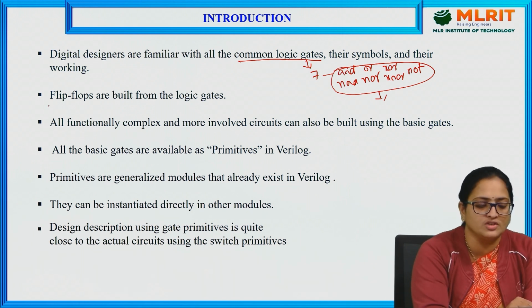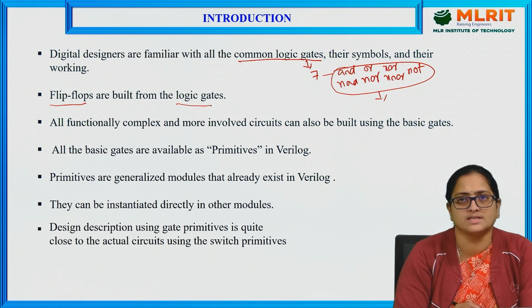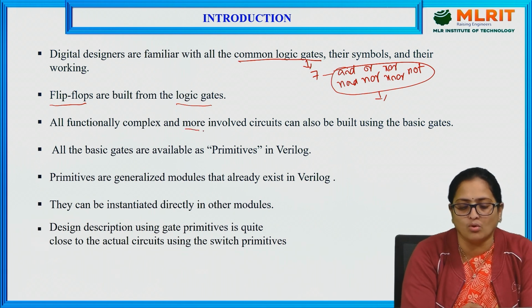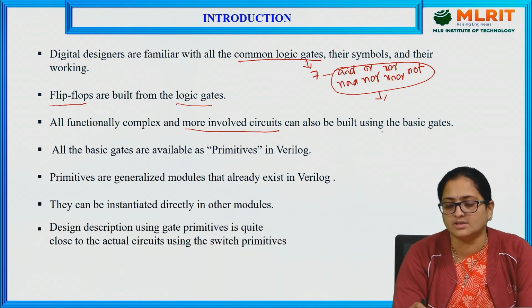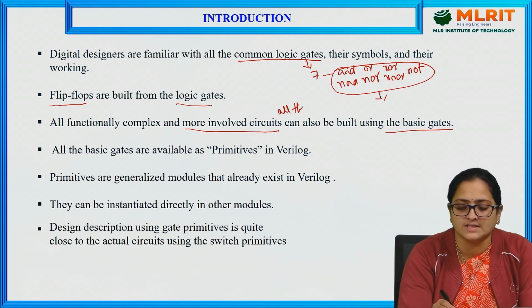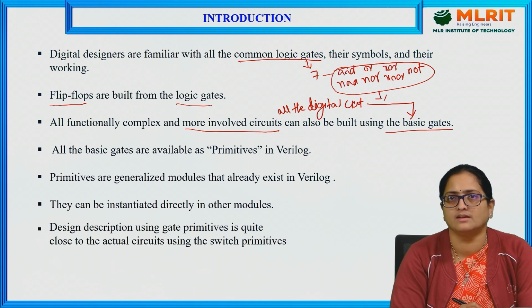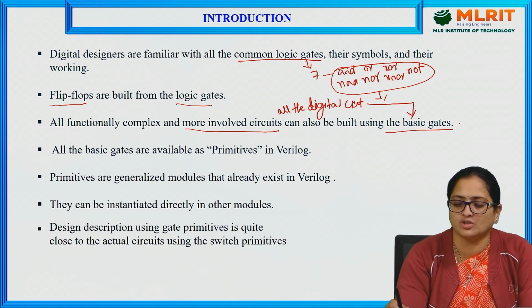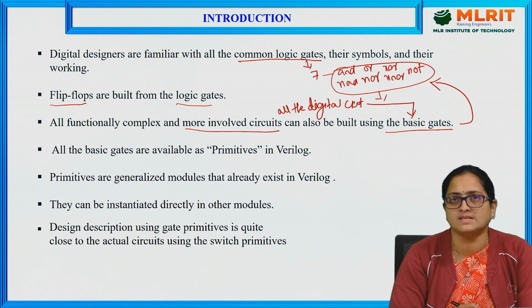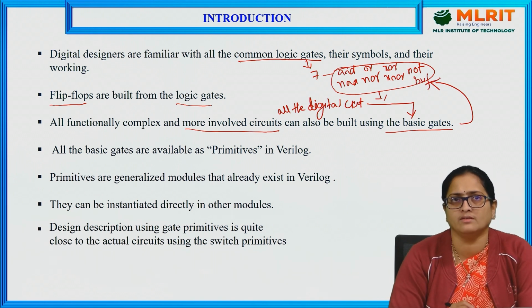All the digital circuits, for example flip-flops, are built from the logic gates. All functionally complex and more involved circuits can be built using basic gates. All the digital circuits will be generated by using basic logic gates, and these basic logic gates are these 7, and one more, called the buffer, is also one of the logic gates we can use.